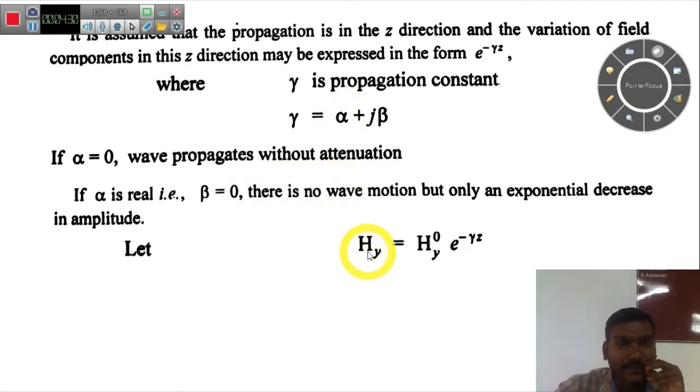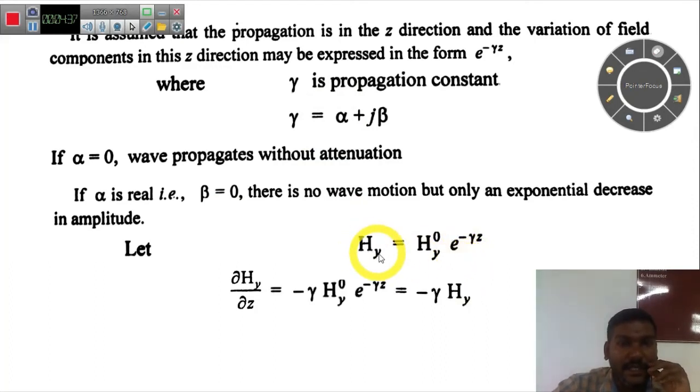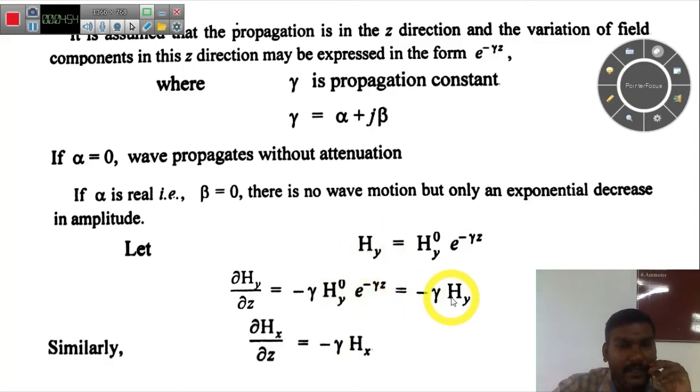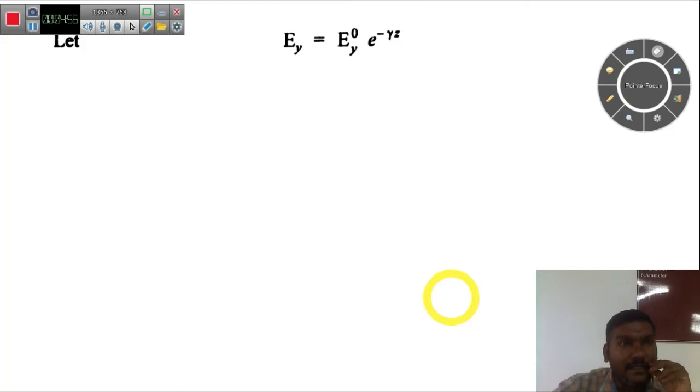So we can substitute the value H is equal to Hy naught e to the power of minus gamma z, and we differentiate this equation with respect to z. This Hy naught is a constant value, and the e to the power of minus gamma z will come. If we want to differentiate this term, we have minus gamma into e to the minus gamma z. So this entire value will be placed in terms of Hy, so minus gamma into Hy. Similarly we can do it for Hz, and we can equate the value Ey equal to Ey naught e to the minus gamma z.